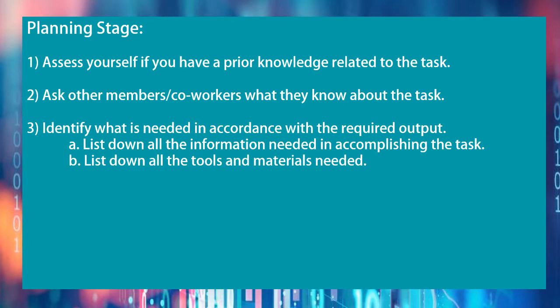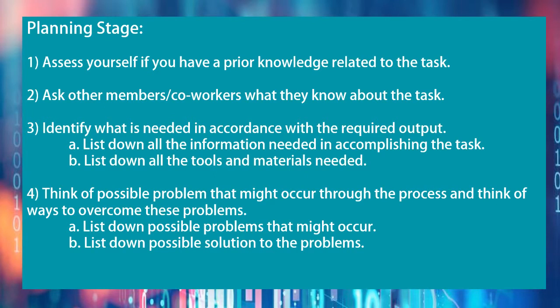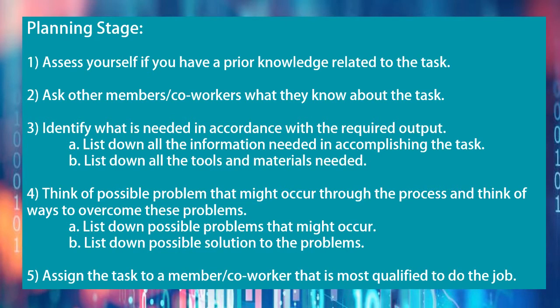3, identify what is needed in accordance with the required output. It includes listing down all the information needed and listing down all the tools and materials needed. 4, think of possible problems that might occur through the process and think of ways to overcome these problems. It involves listing down possible problems that might occur and listing down possible solutions to the problems.